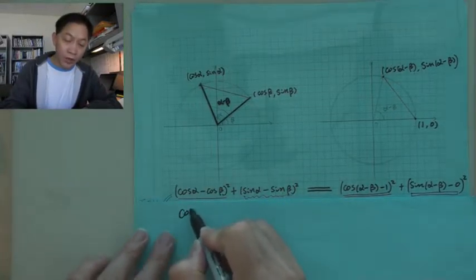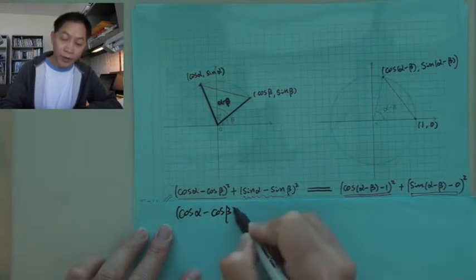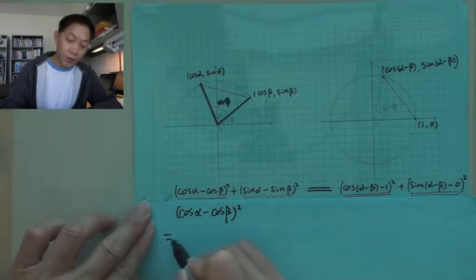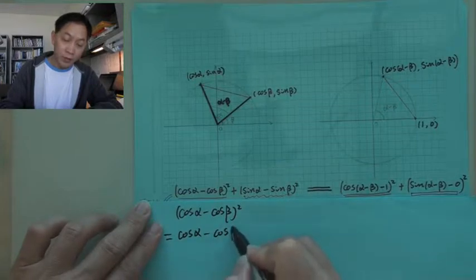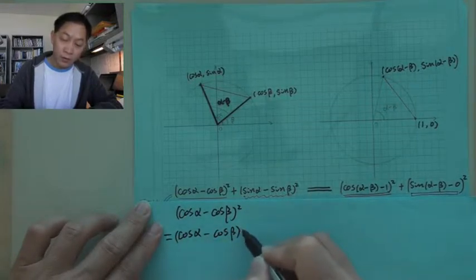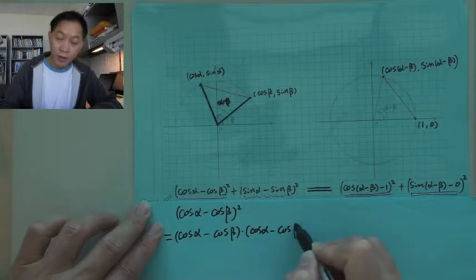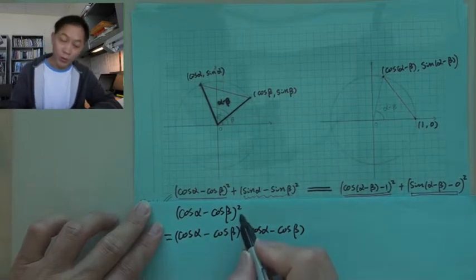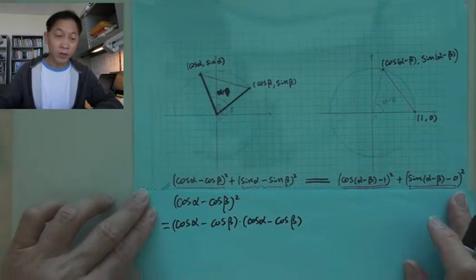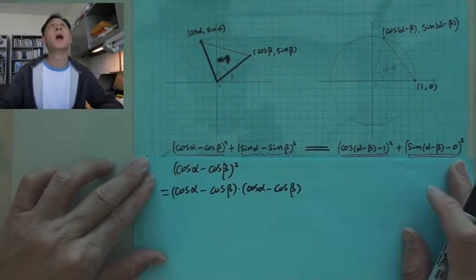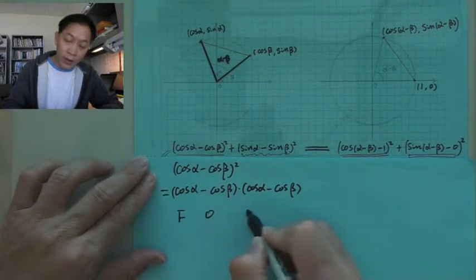So you have cosine alpha minus cosine beta squared. Then you know that's cosine alpha minus cosine beta times cosine alpha minus cosine beta, because it was squared. Then the FOIL method says that, let me move the sheet a little bit higher. Okay. You have FOIL.